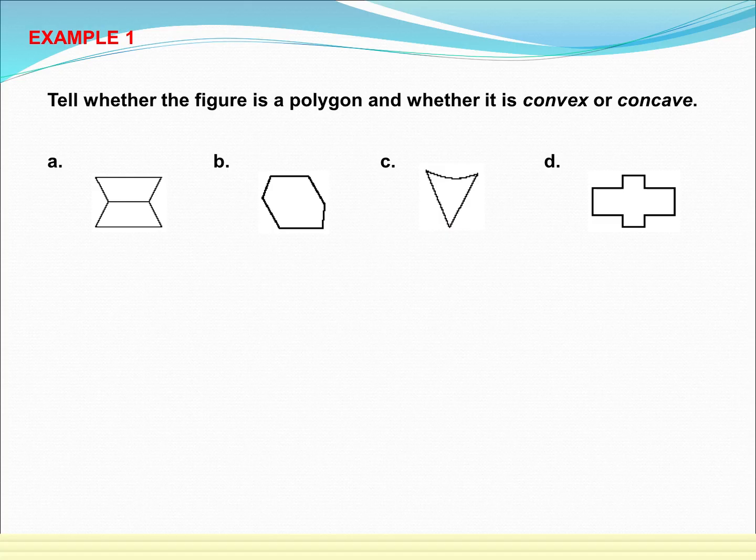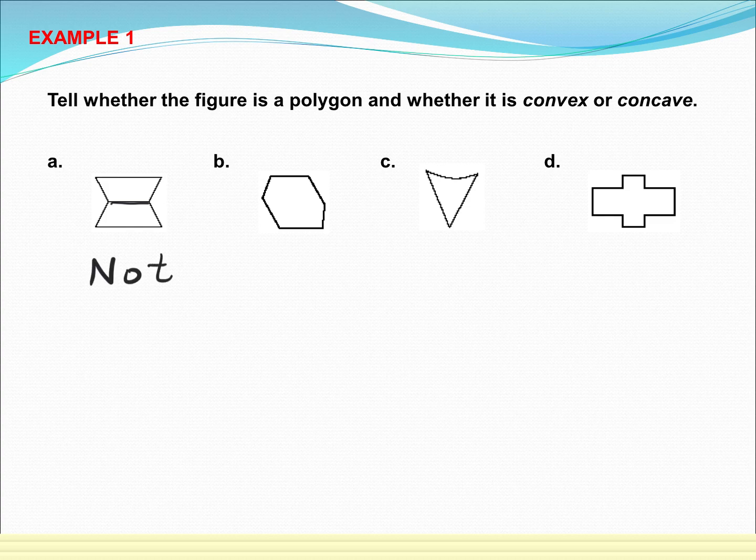Okay, so here, tell whether the figure is a polygon, and if it's a polygon, decide if it's convex or concave. Now, if it's not a polygon, we just say that it's not a polygon. We're not going to classify it. So for the first one, notice that we've got a line here splitting. So this would not be a polygon because it's two separate closed figures. So this is not a polygon.